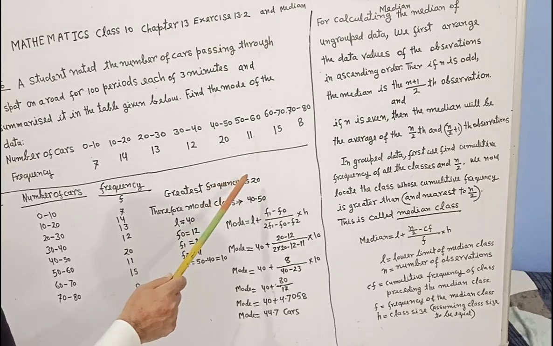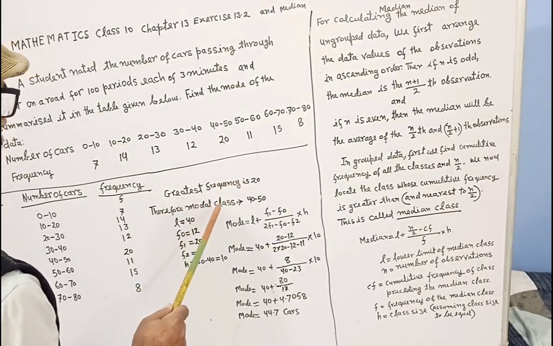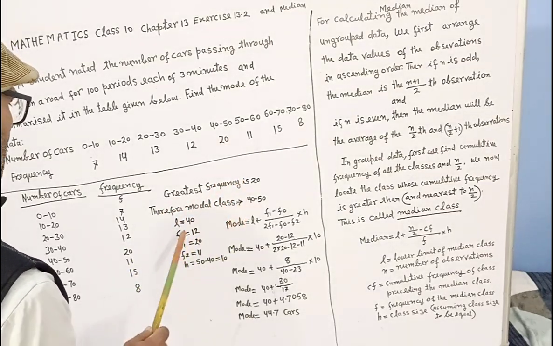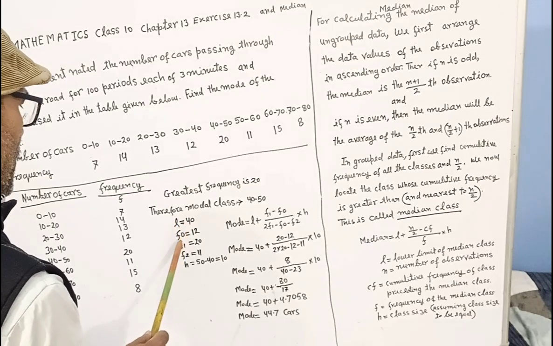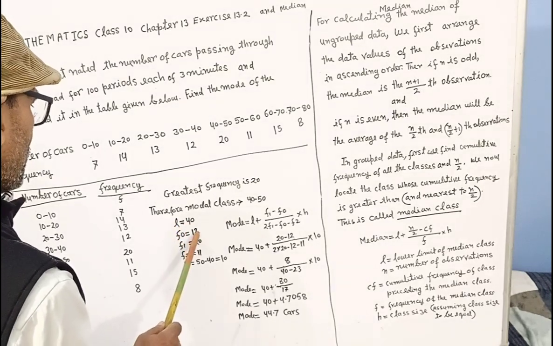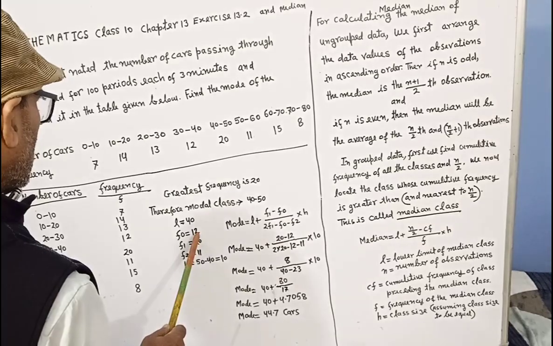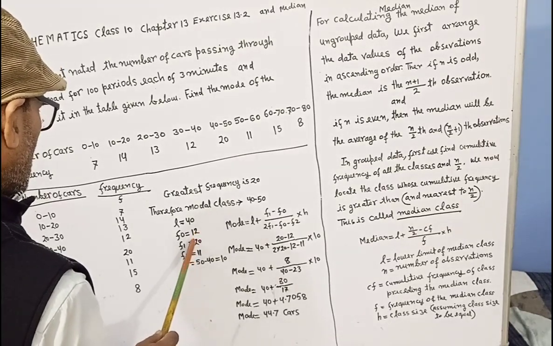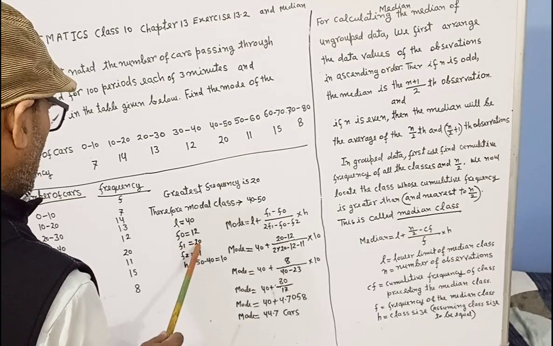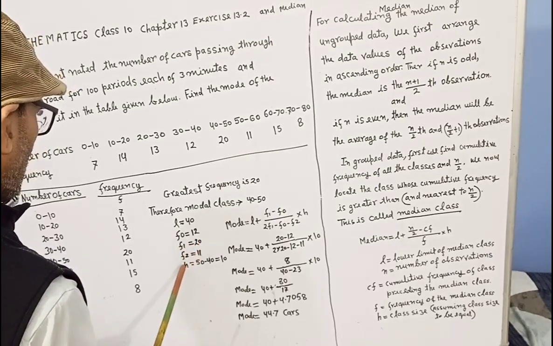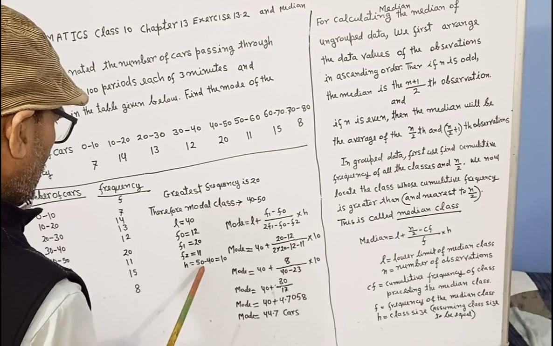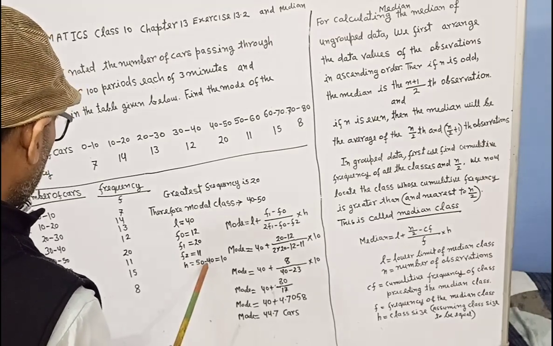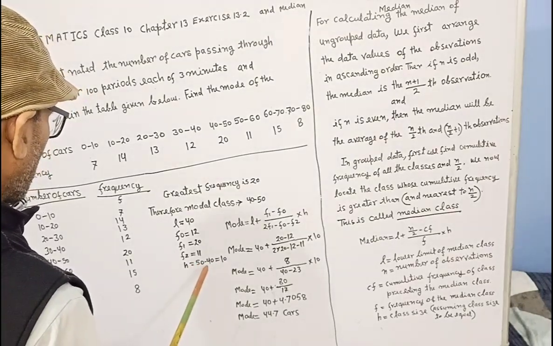Answer 6. Greatest frequency is 20. Therefore, modal class is 40 to 50. L is equal to 40. F0 is equal to 12. And F1 is equal to 20. F2 is equal to 11. H is equal to 50 minus 40, that is class size, is equal to 10.